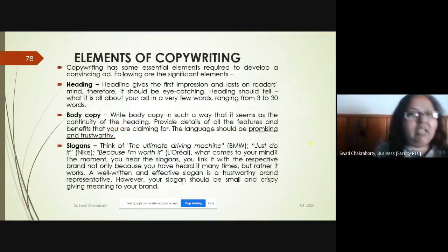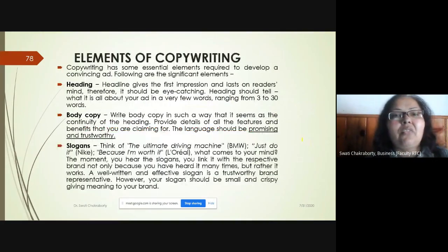Okay, now come the elements of copywriting. What are the elements? First is the heading. That's the first and the last impression, right? Proper heading, which should be eye-catching. Body content, right? It should be in continuity with the heading. Language should be promising, it should be trustworthy, where you should provide details and benefits.